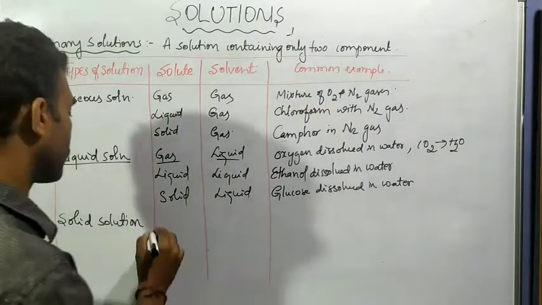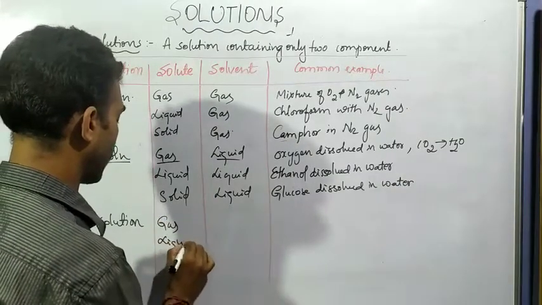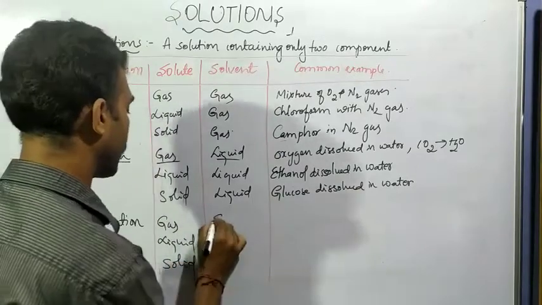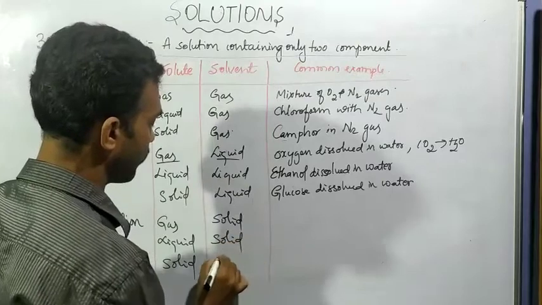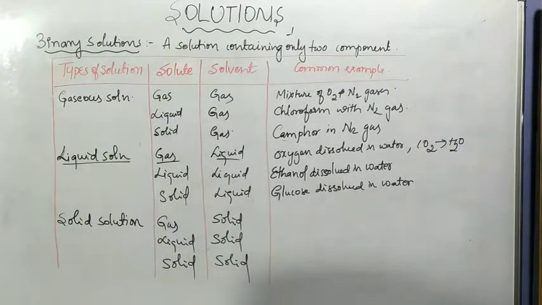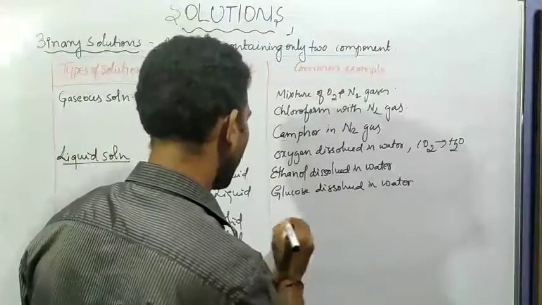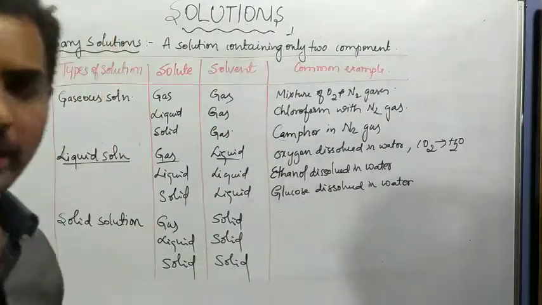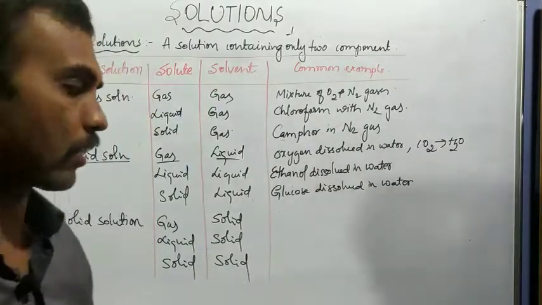The same process here. The solute can be gas, liquid and solid, and here the solvent is solid. So gas in solid. Gas in solid is nothing but hydrogen. Hydrogenation, which we call an inorganic reaction, you can see with an alkene or alkyne.